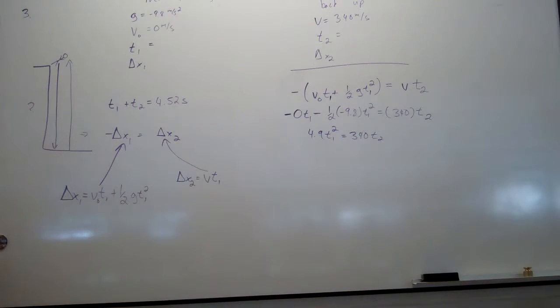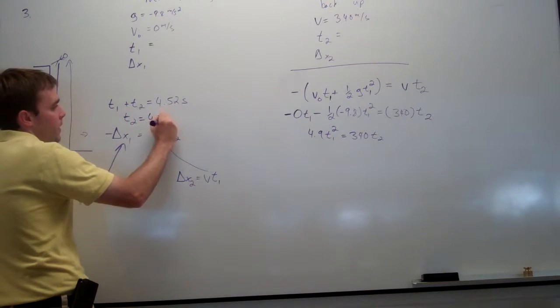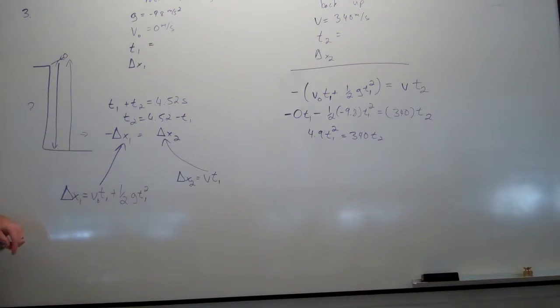So, we still have a problem. We have one equation, two unknowns. What do you think we're going to have to do? Yep, so we're going to say T2 equals 4.52 minus T1 and substitute it in. Why am I solving for T2 and not for T1? Because T1 squared will make our lives miserable. I don't want to FOIL that out.